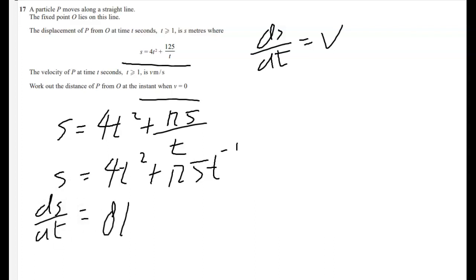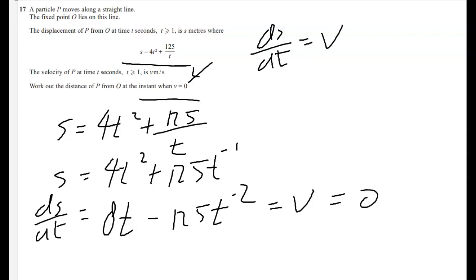So here it would become 8t minus 125 t to the power of minus 2. So I've already done my differentiation. And if you remember that this is essentially equal to v, and the question is asking to find it when v equals 0, so I put it equal to 0. Eventually my aim is to find the value of t. So now I can put it as 8t minus 125 t to the power of minus 2 equals 0.